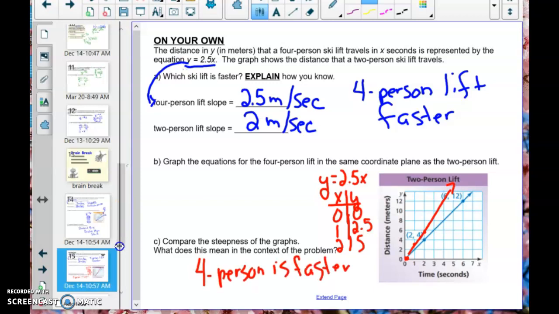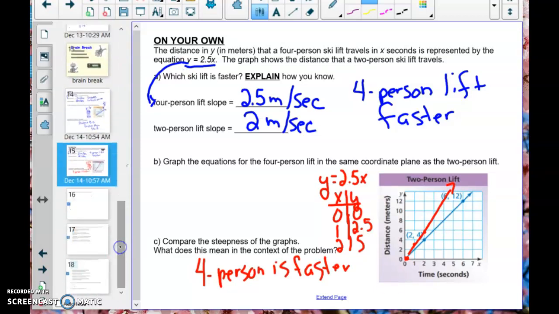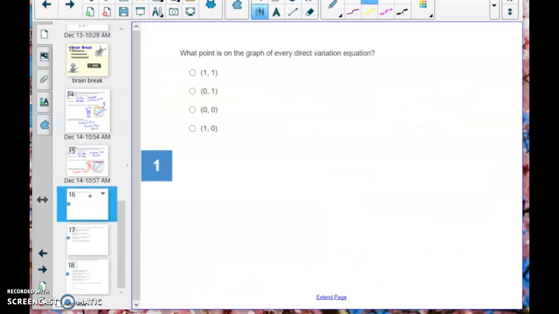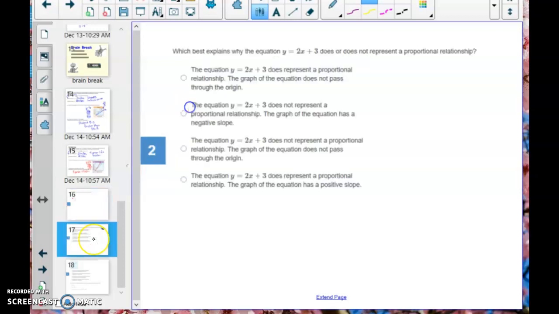All right, you can log into bigideasmath.com. We'll get started on the homework together. Question number 1 says, what point is on the graph of every direct variation equation? Of course, it is the origin, 0, 0.